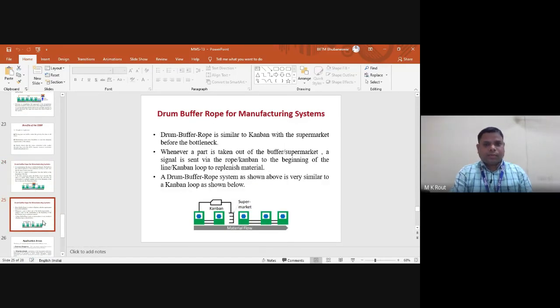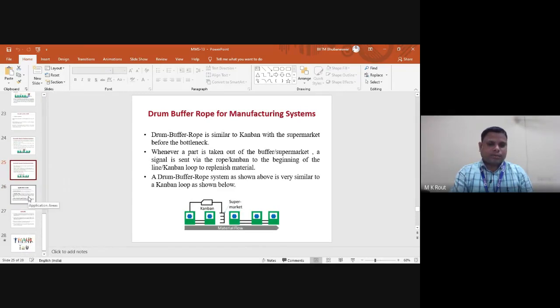Then the next one. Nowadays the drum buffer is very much similar to your Kanban with the supermarket before the bottleneck. As you know, the Kanban acts as a rope to the beginning of the Kanban loop for replacing or removing the material from the starting point. The drum buffer rope system shown above is very much similar to a Kanban loop as shown in the figures below. If you take the first two workstations and find any kind of buffer in the form of a supermarket, that should be directly communicated to the first workstation. And it is due to the Kanban system, where the Kanban acts as a rope.